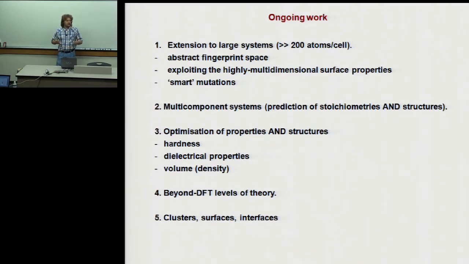If you had a code that could tell you free energies instead of zero temperature energies, yes, you could do finite temperature.